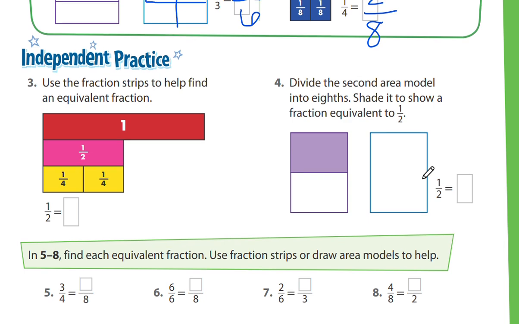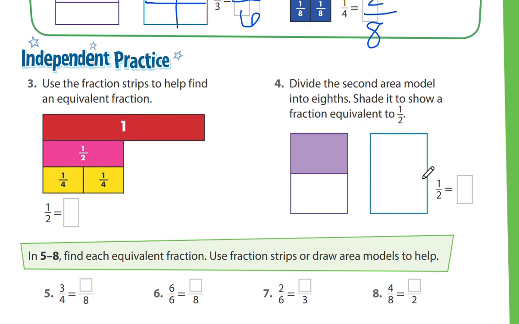Let's take a look down here on number 3. Again, the red is equal to 1 whole, the pink is 1/2, and then the yellow is 1/4. Which 2 fraction pieces, when you put them together, equal 1/2? Well, 1/4 and 1/4. How many 1/4ths do I have? 2/4. Okay, I have 2 1/4 sized pieces.